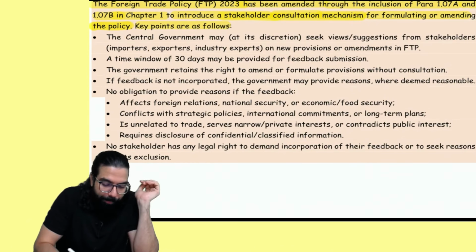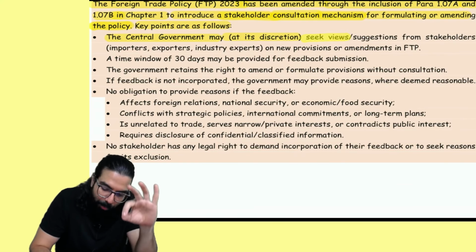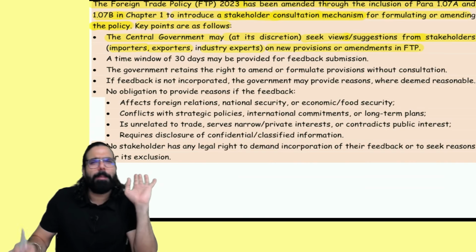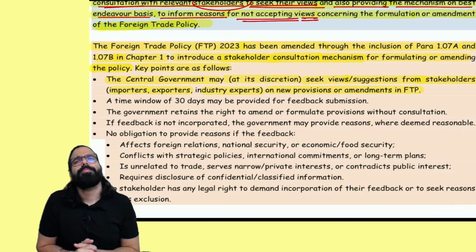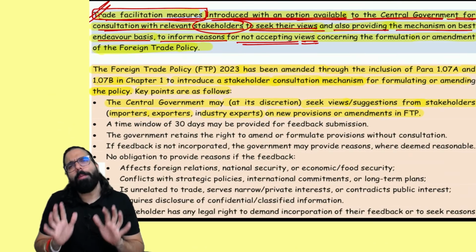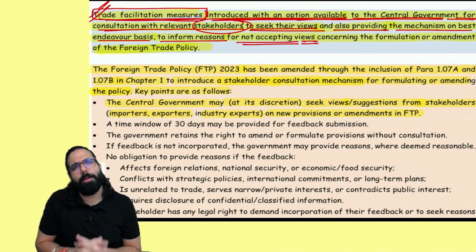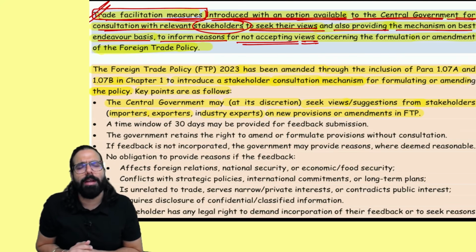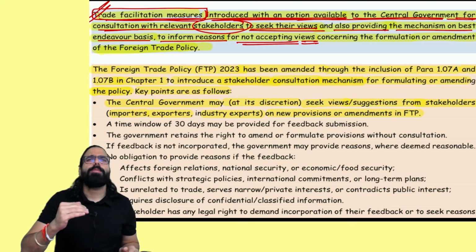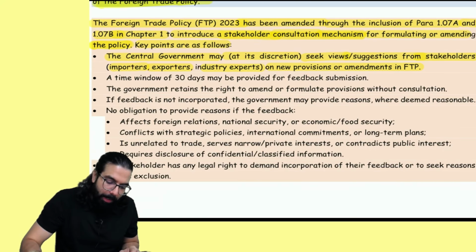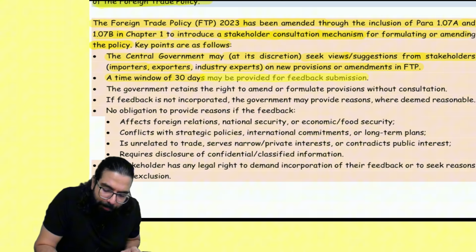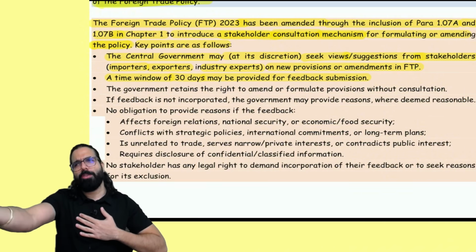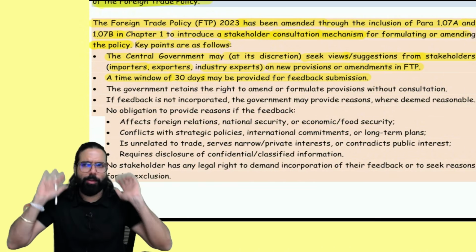Key points to be noted: the government may at its discretion seek views or suggestions from stakeholders, importers, exporters, and industry experts on new provisions or amendments in the foreign trade policy. So if government wants to do any changes in the foreign trade policy, or introduce any new trade facilitation measures, it can take the views of importers, exporters, and stakeholders. Okay? A time of 30 days may be provided for feedback submission. If you suggest any changes, you can give your suggestion within 30 days. We are asking you.